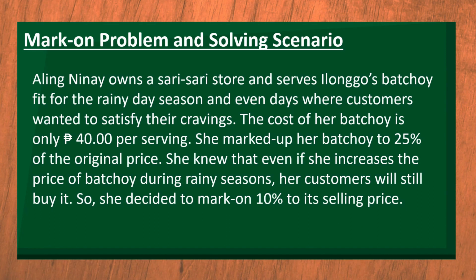Example: Aling Ninay owns a sari-sari store and serves Ilonggo's batchoy, fit for the rainy day season and even days where customers want to satisfy their cravings. The cost of her batchoy is only 40 pesos per serving. She marked up her batchoy by 25% of the original price. She knew that even if she increases the price of the batchoy during rainy seasons, her customers will still buy it. So, she decided to mark on 10% to its selling price.